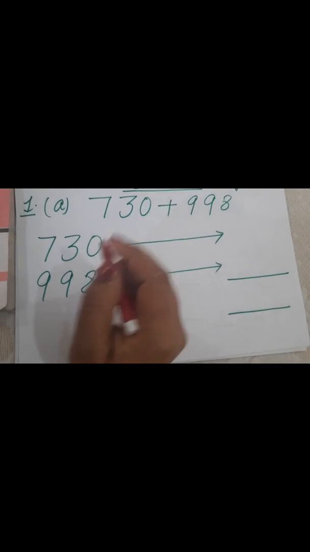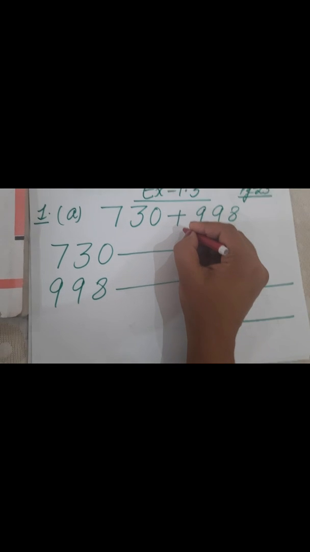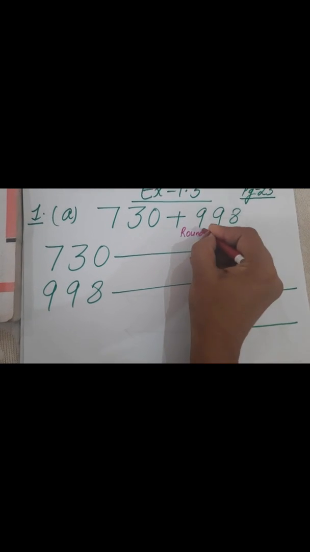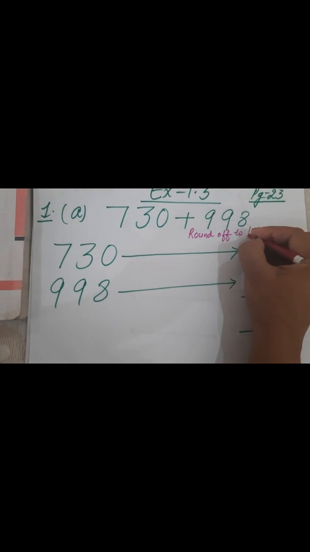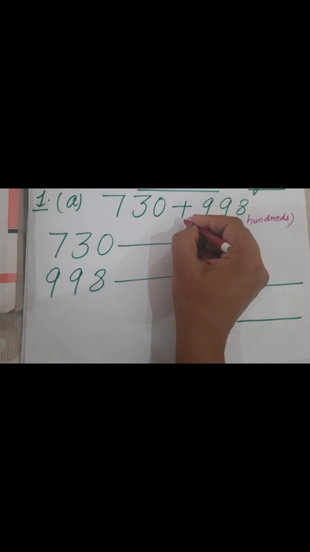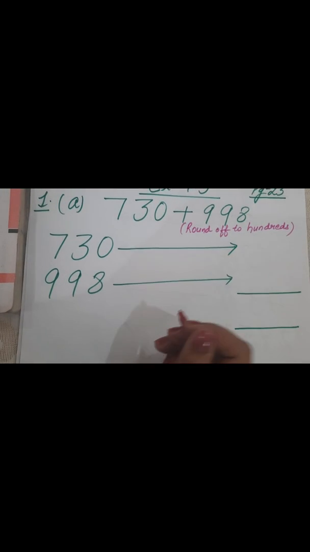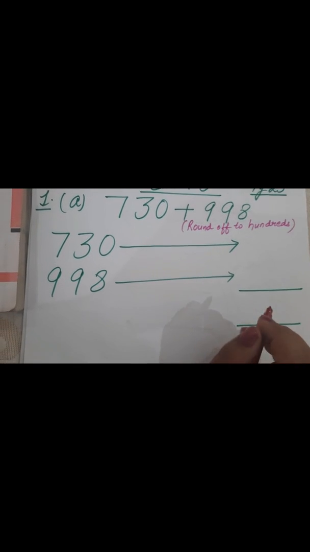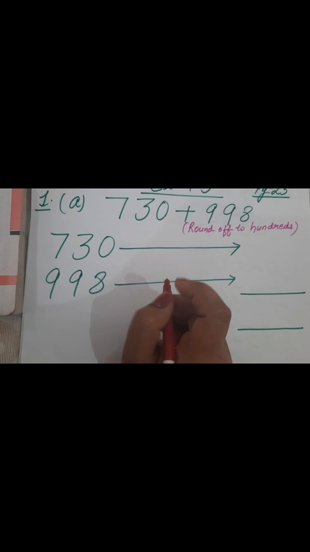It's up to you. So in the first question, part A, I will round off to the nearest 100, because in the general rule it's up to you. You can round off to the nearest 100, thousands, or tens according to the question. So all the ways are correct. Now round off to hundreds. If I have to round off to hundreds, what will be the step?